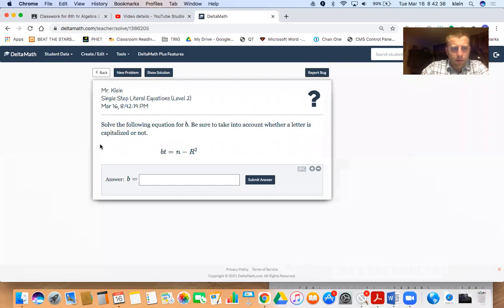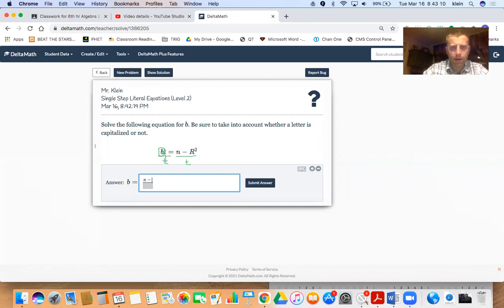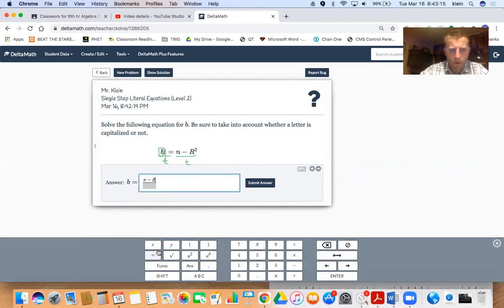So on this one, we're trying to solve for b. So we basically got to get everything else to the other side of the equation. So this one's pretty simple because since these are multiplied, to cancel out that t, I just got to divide by t. So I would divide this side by t. And that would be solved for b. Now you got to type that in there, which I think if you just do a slash, you get a divide there, n minus r squared over t.